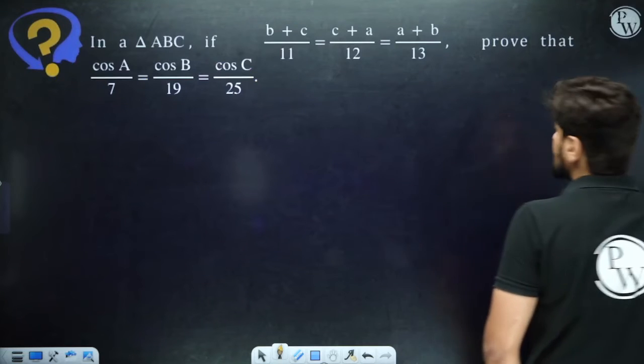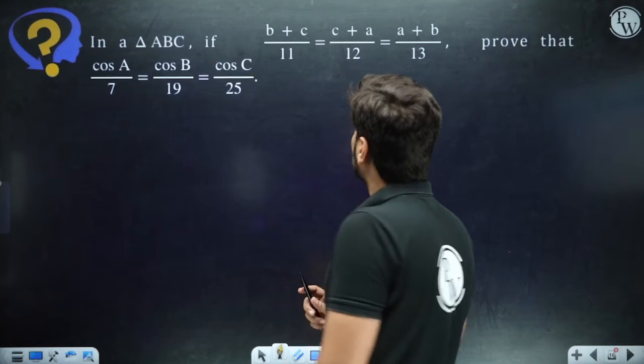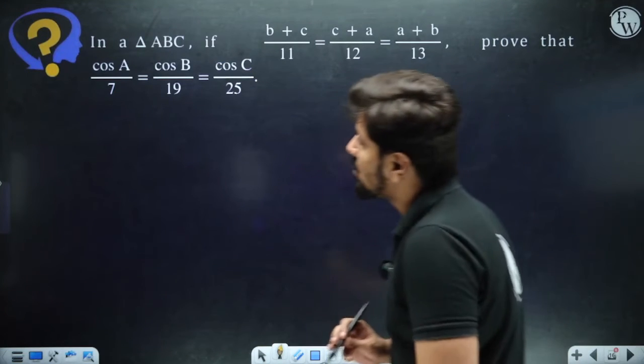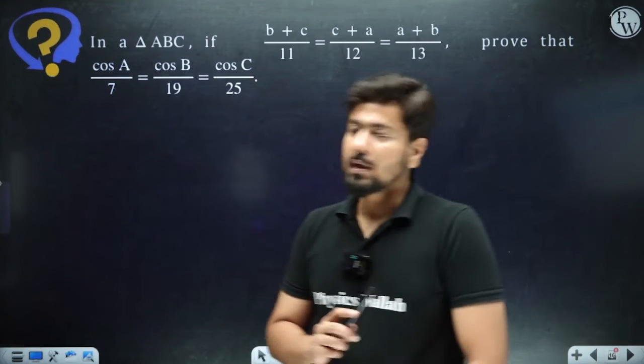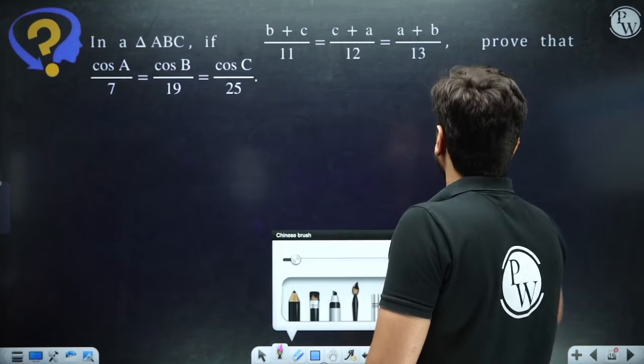We have a similar question to this. If in a triangle ABC, (B plus C)/11 is equal to (C plus A)/12 is equal to (A plus B)/13, then prove that cos A/7 is equal to cos B/19 is equal to cos C/25. So let me give you an idea about how to solve this question.